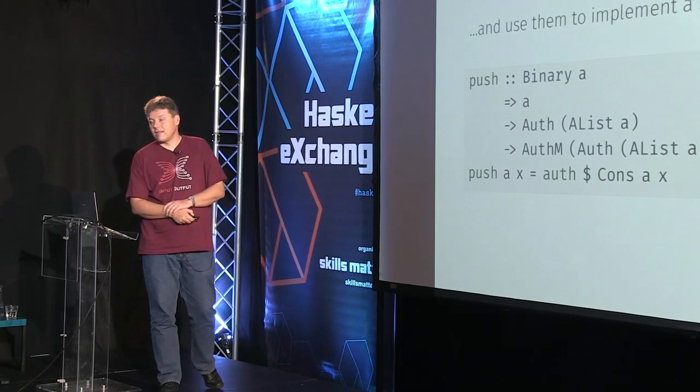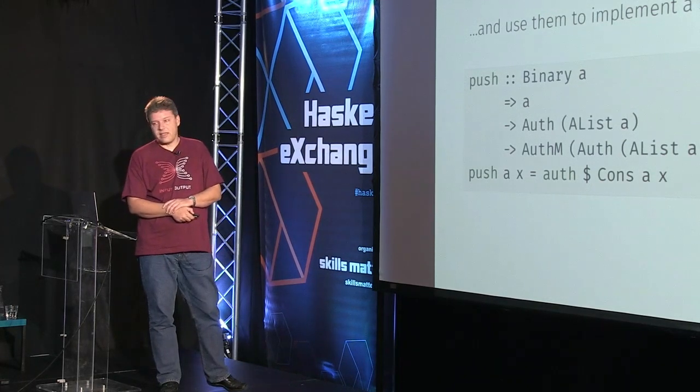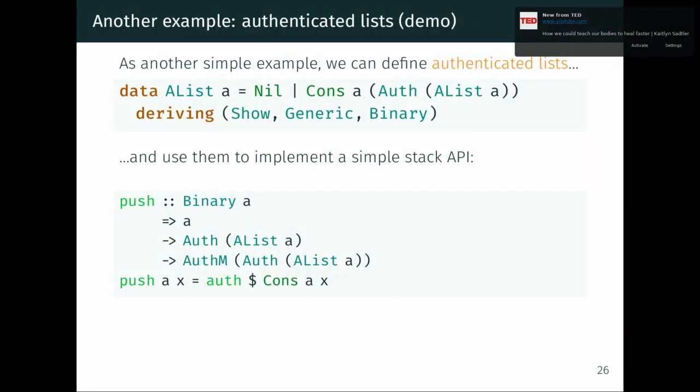And just another simple example, lists. I claimed that now we can do generically all sorts of data structures. So the easiest that we can think of that's interesting is lists. An A-list, authenticated list, would just be either empty or cons. But again, I wrap the recursive part into an auth. That's basically the only difference to our lists that we all know and love.